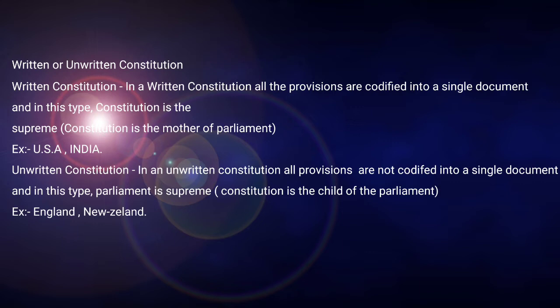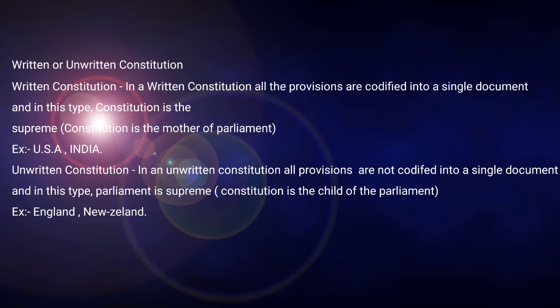In a written constitution, all the provisions are codified into a single document. But in an unwritten constitution, all the provisions are not codified into a single document. Let's understand this further with examples. If we take the examples for a written constitution, then the United States of America Constitution and the Indian Constitution are the examples for written constitution. And if we take the examples for unwritten constitution, then the Constitution of England and the Constitution of New Zealand.